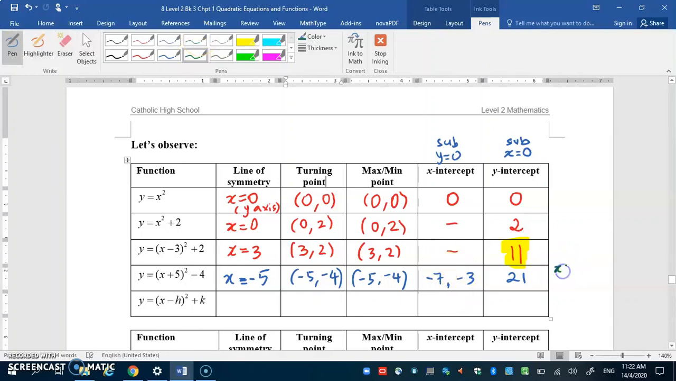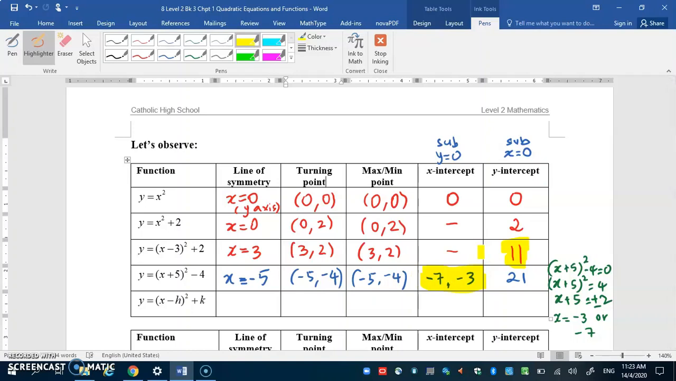I'm going to equate the y to 0. Then plus 4 on both sides, take square root on both sides, so x plus 5 equals plus or minus 2, and then x equals negative 5 plus 2, which is negative 3, or negative 5 minus 2, which is negative 7. So that's how they got these two values over here, negative 7 and negative 3. Remember what we learned in the previous videos. So that's how you get the x-intercepts.